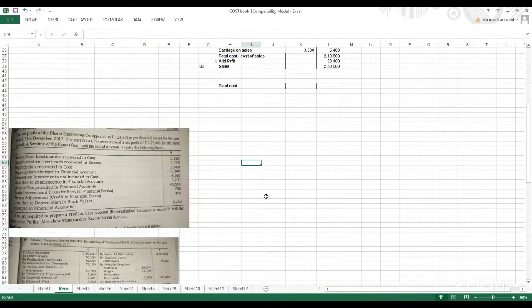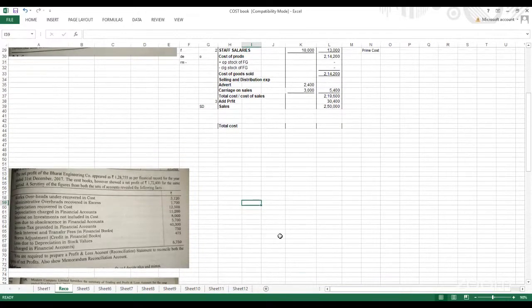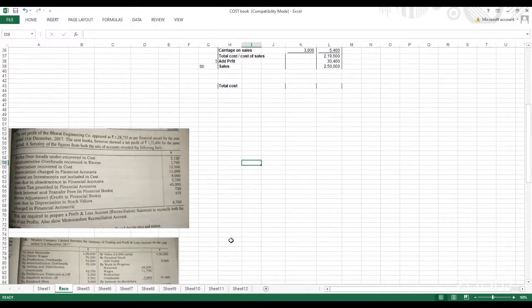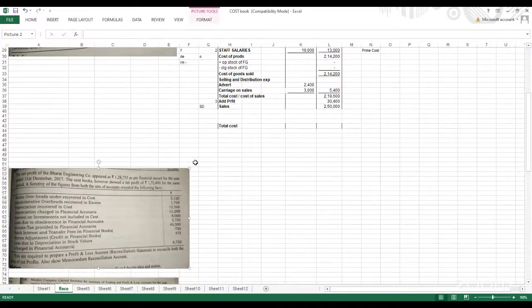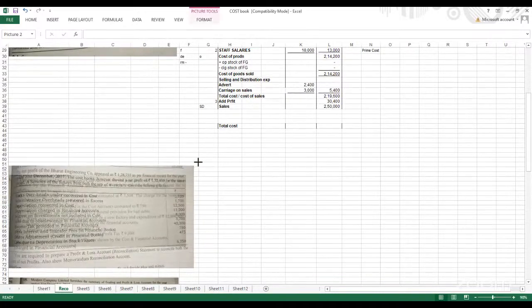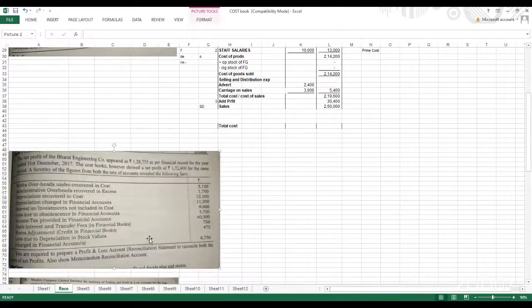Okay. Students, you can write hi in the chat box. Let me see who all are there so that I can proceed with the profit reconciliation statement. Okay, I'll start with this sum. Write hi in the chat box.